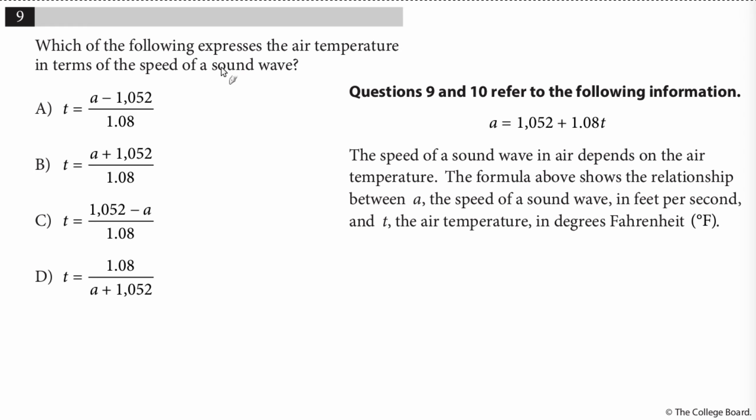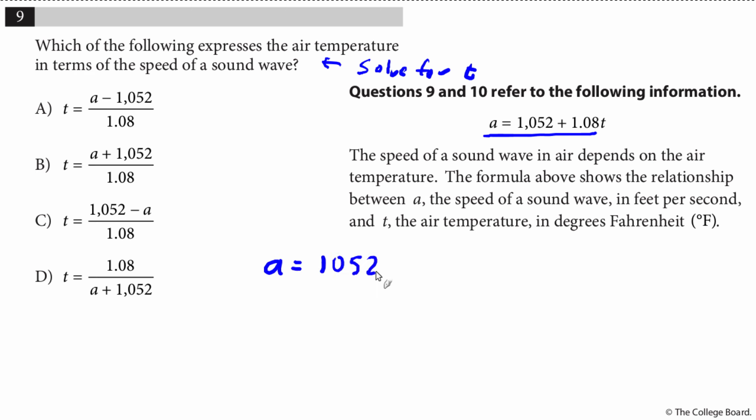So this actually looks crazy. It's got a lot of context in it, kind of like a problem we saw in the no calculator form, but it's actually very simple. This basically says, hey, here's an equation. Which of the following expresses air temperature in terms of A? So let's take that equation and solve for T. So I have A equals 1052 plus 1.08t.